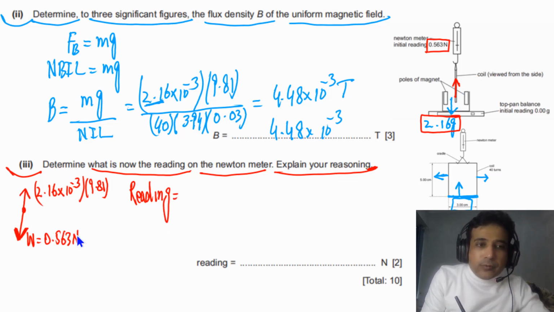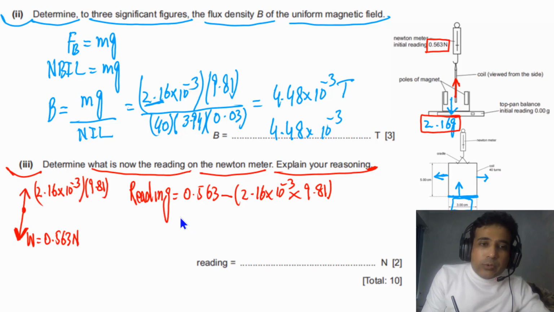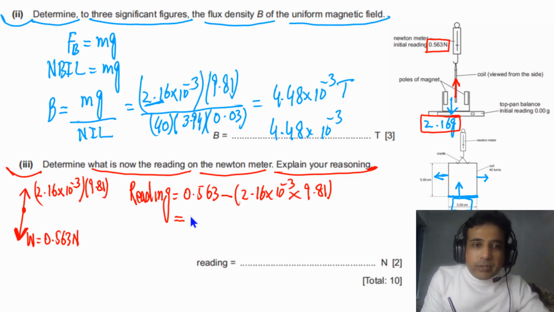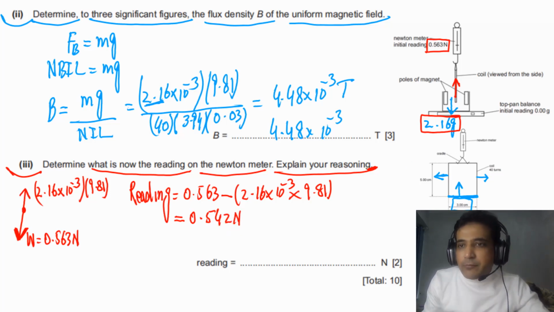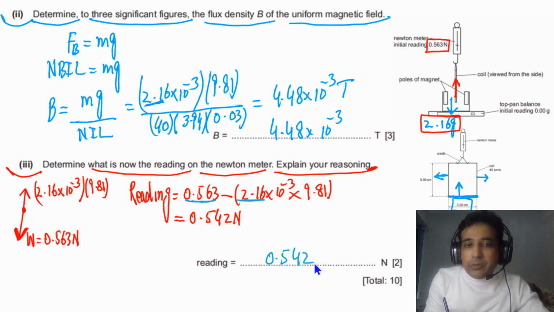In this case, this force is bigger, so we can write down 0.563 minus 2.16 times 10 to the minus 3 times 9.81. So we can calculate the reading on the Newton meter. In this case, the reading on the Newton meter will be equal to 0.542 Newtons. Our answer has to be up to 3 SF, because the least number of SF in the raw data is 3 SF. So this has 3 SF, this also has 3 SF, so our answer has to be up to 3 SF. So this is how you can write down the final answer.